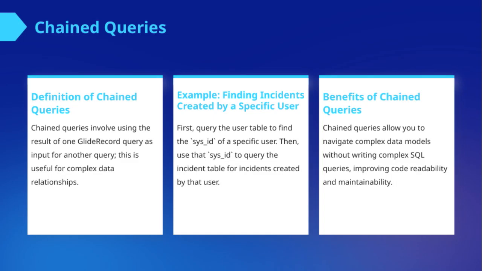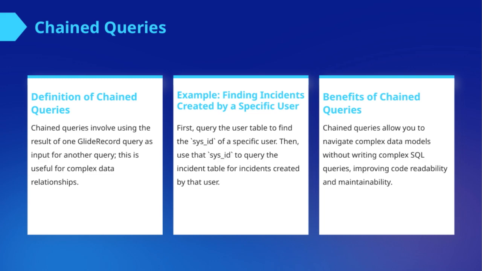Imagine you're trying to find incidents created by a specific user. Instead of writing complex SQL joins, we can use chained queries to make this process simpler and more intuitive. Chained queries allow us to navigate through complex data models more easily, improving both the readability and maintainability of our code. The key idea here is that we use the result of one GlideRecord query as the input for another.